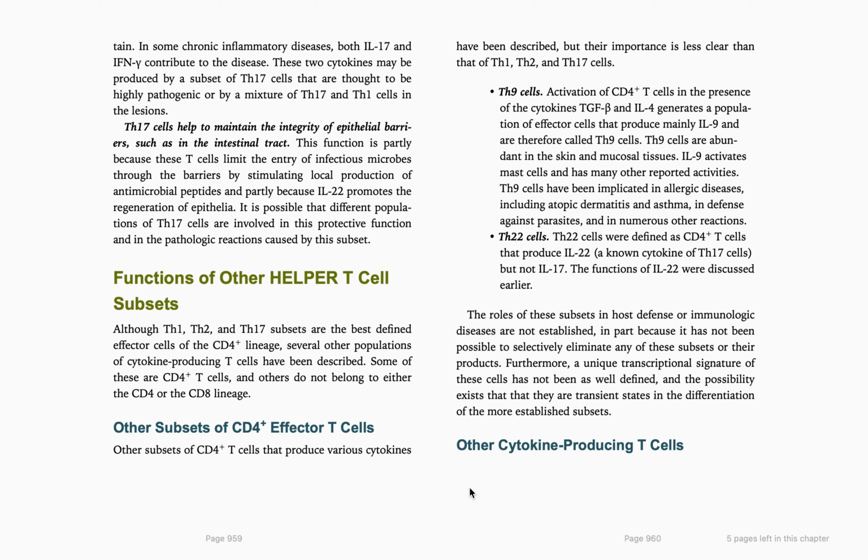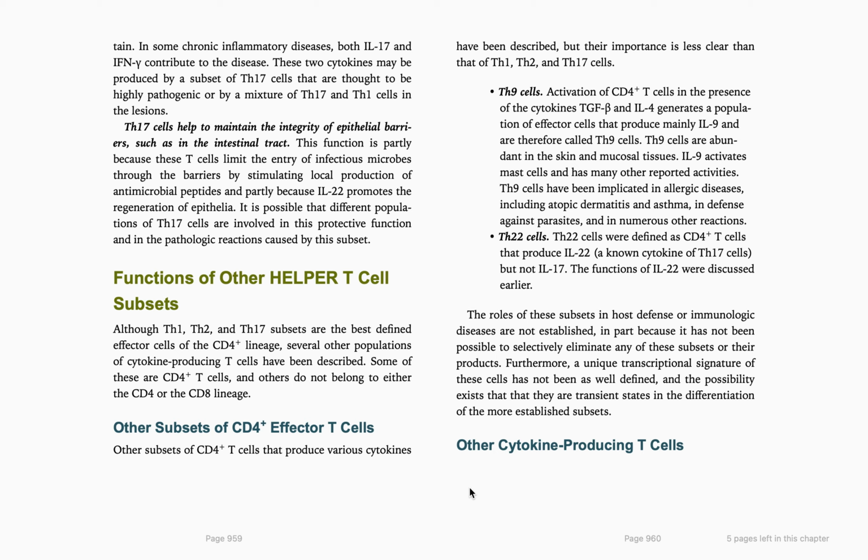T helper 17 cells also help to maintain the integrity of the epithelial barrier, such as in the intestinal tract. This function is partly because these T cells limit the entry of infectious microbes through the barrier by stimulating local production of antimicrobial peptides, and partly because interleukin 22 promotes the regeneration of epithelia. It is possible that different populations of T helper 17 cells are involved in this protective function and in the pathological reaction caused by this subset.